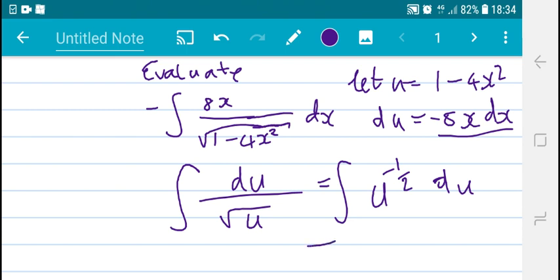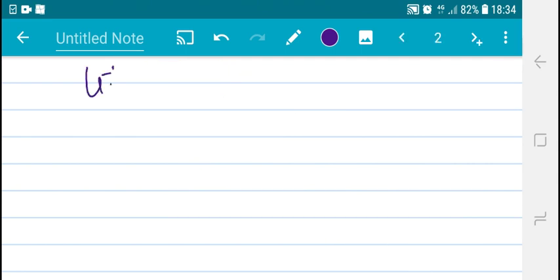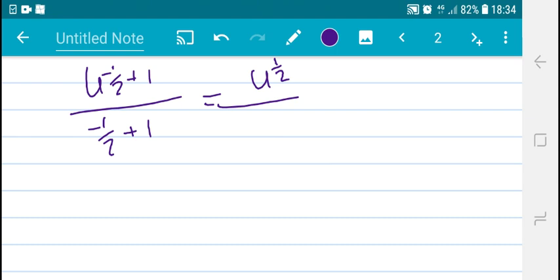And to evaluate this, we go u to the minus a half plus 1, over minus a half plus 1. And because this is an indefinite integral, we have to add a constant. So we continue on the next page. I said the following here, plus 1 over minus a half plus 1, which is equal to just u to the power of a half over a half. And now if we divide by a half, we actually multiply by 2, so it's okay.